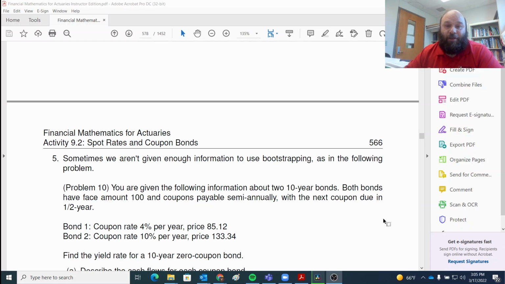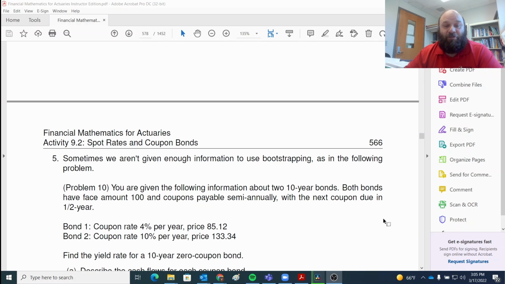So we're given the following information about two 10-year bonds. Both bonds have face amount of 100. Coupons are payable semi-annually with the next coupon due in half a year, meaning we're starting at time zero. Bond 1 has a coupon rate of 4% per year. Remember, semi-annual, so that's really a 2% semi-annual rate. The price is $85.12. Bond 2 has a coupon rate of 10% per year with a price of $133.34.